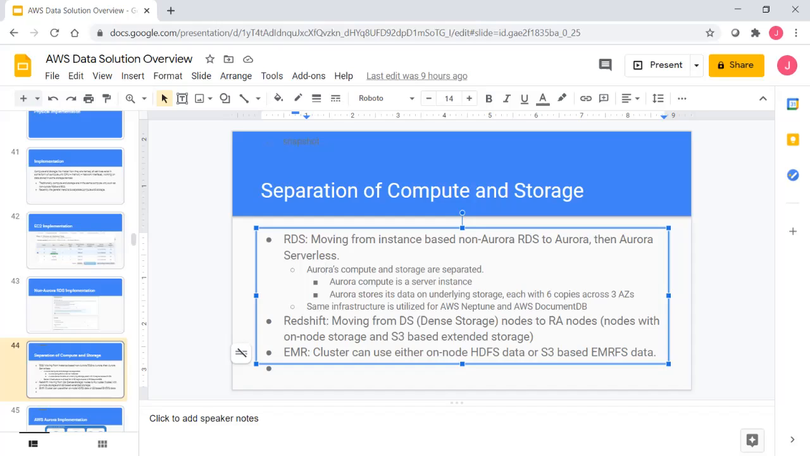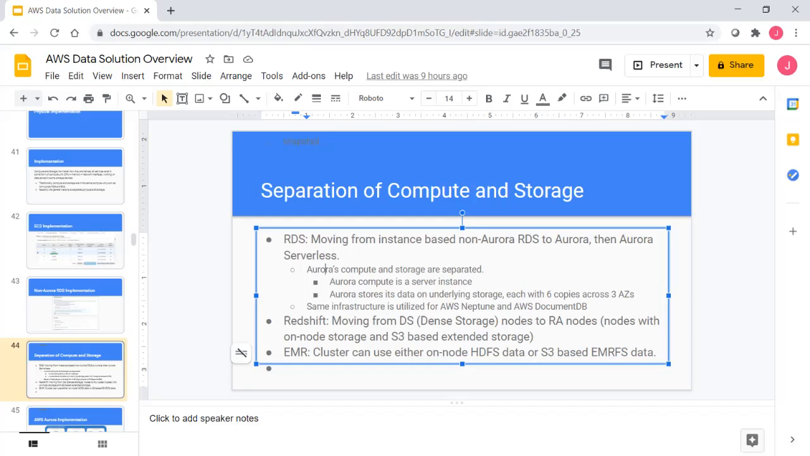And if you think about the compute part, it's a server instance, which means it must be somewhere in an availability zone, right? Whereas the storage is spread out to 3 availability zones. There's no way you can combine them together. This separation of compute and storage provides you with a much better disaster recovery capability.